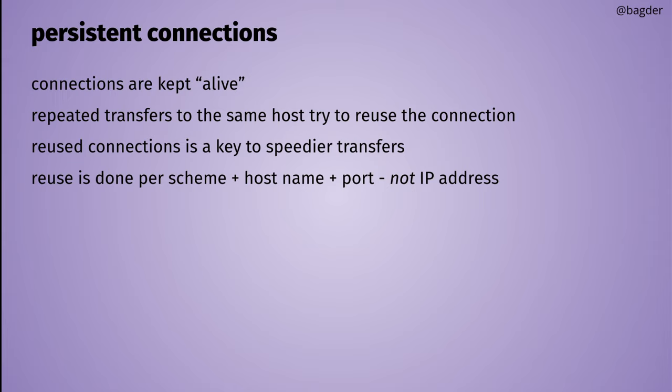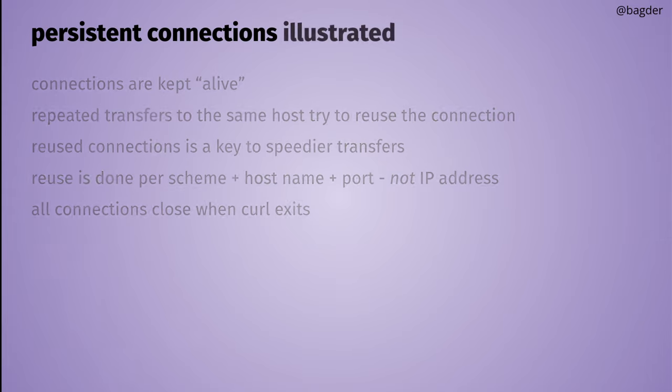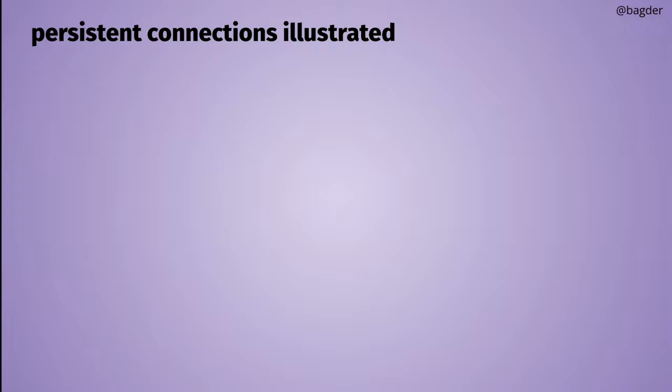Because if you then want to use the same name again, we remember, oh, we already have a connection to this name, not the address. Then you can skip the entire name resolving part. And of course, when curl the tool exits, it cannot keep any connections alive. So when curl exits, the connections close. That's just how it is, right?